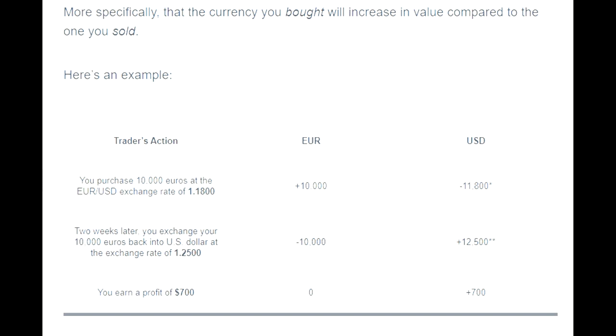But let's look at it the other way. If the value of the USD had fallen, maybe to about 8,000 or 9,000, then you lose money. So this is all based on speculation. While you're waiting for the value of a country's currency to rise, it can fall. So you can never be sure in the forex market.